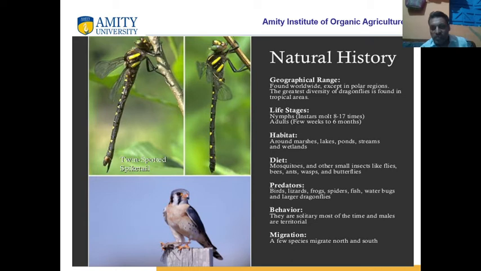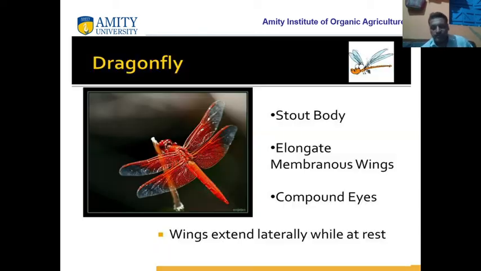They are solitary most of the time, and males are territorial. The nymphs are aquatic, and the adults are terrestrial or flying. Migration: a few species migrate north and south. The position of wings at rest is lateral. Their body is stout. Stout means short and strong. The body is elongated.